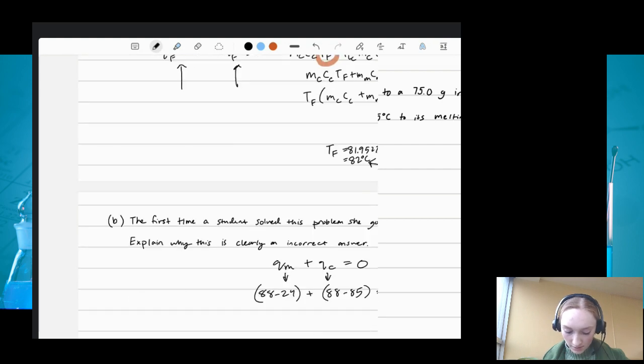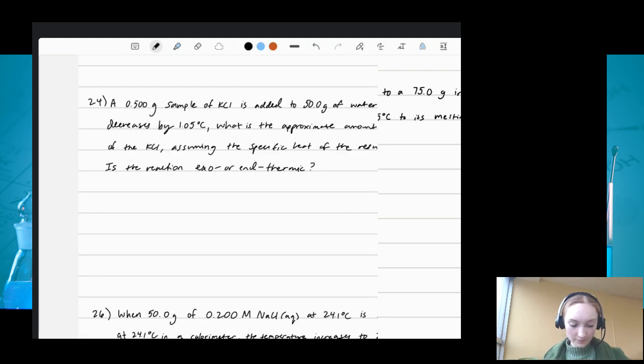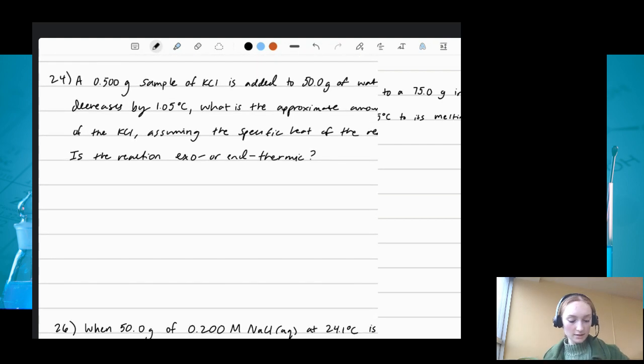Let's move on to 24. This question reads, a 0.500 gram sample of KCl is added to 50 grams of water in a calorimeter. If the temperature decreases by 1.05 degrees Celsius, what is the approximate amount of heat involved in the dissolution of the KCl, assuming the specific heat of the resulting solution is 4.18 joules per gram degrees Celsius? Is the reaction exo or endothermic?